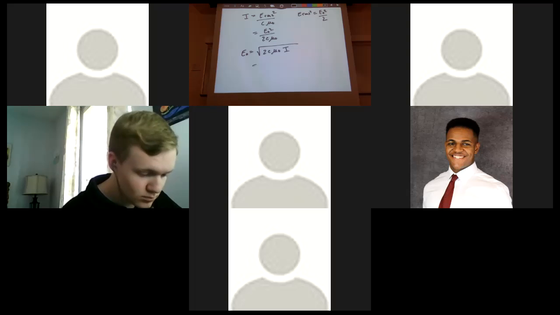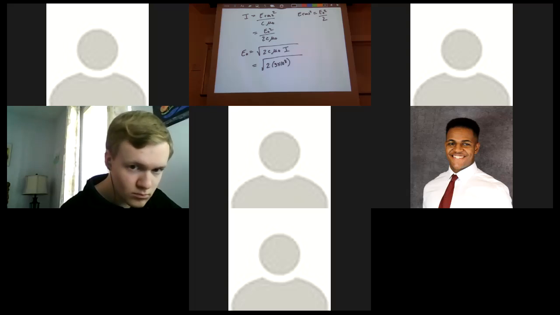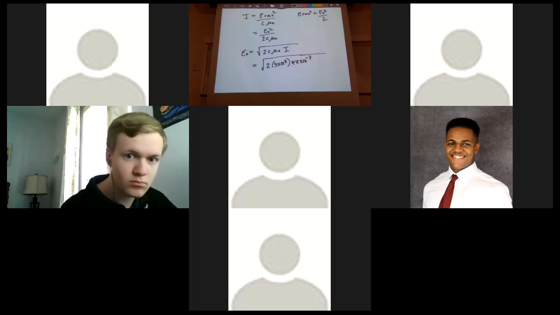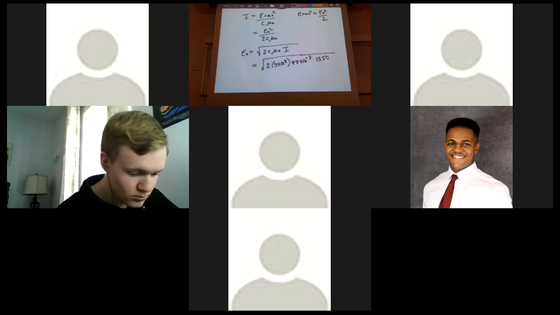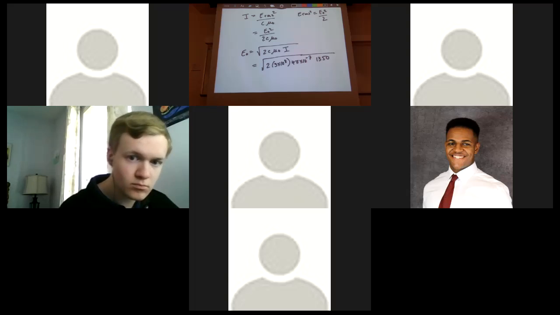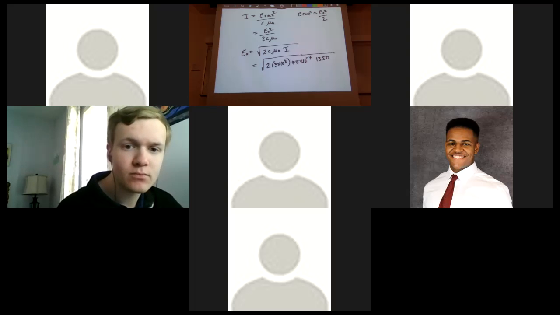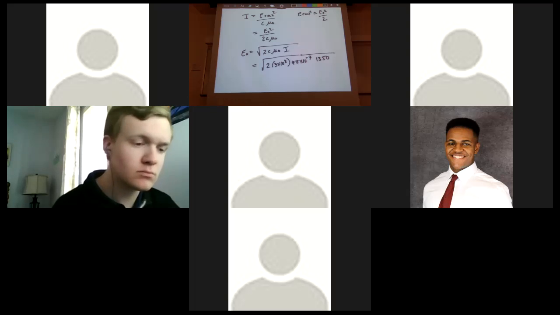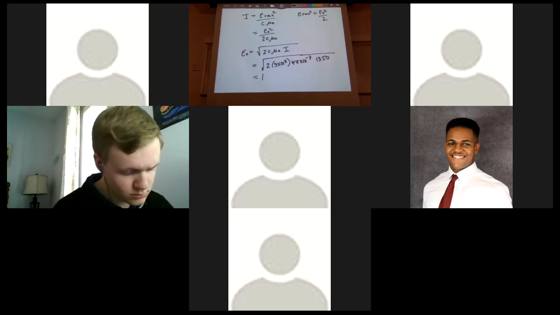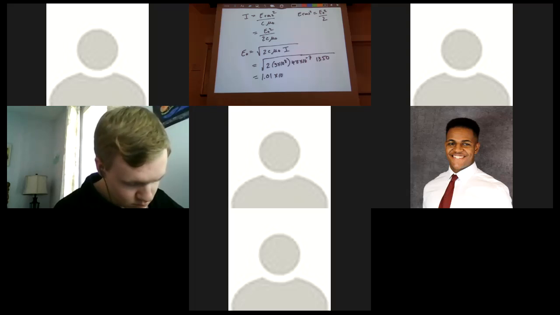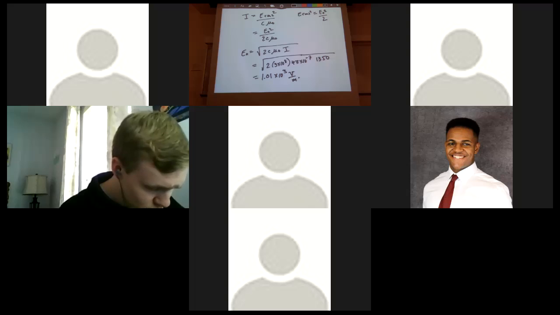Plug in our numbers: this is equal to the square root of 2 times 3 times 10 to the 8th times mu naught, which is 4 times pi times 10 to the minus 7, times the intensity, which is 1,350. Plugging in our numbers, this works out to be 1.01 times 10 to the 3rd volts per meter. So this is the amplitude of our electric field.